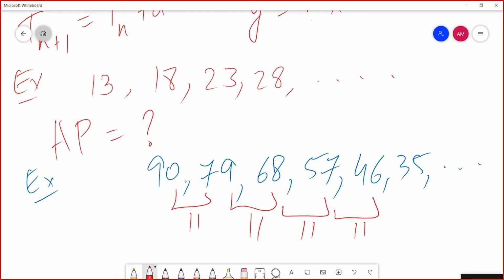So it means it is. Can you help me to write the general rule, the recursive rule for this third example, the previous one, 13, 18? I just write it in blue. Tn plus 1 equals Tn plus 5. Yes, very nice. And what about this one?